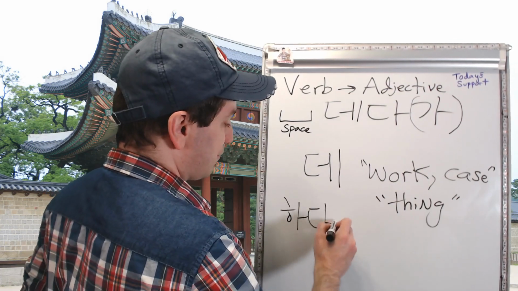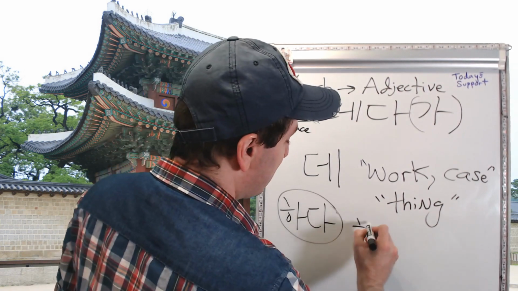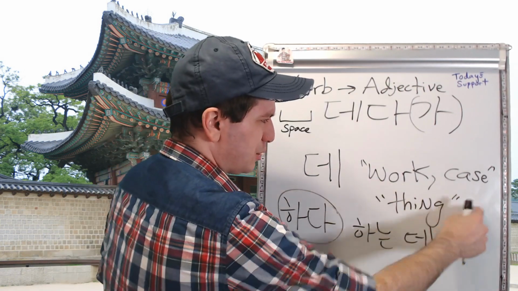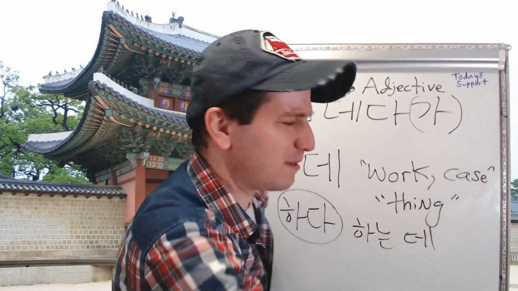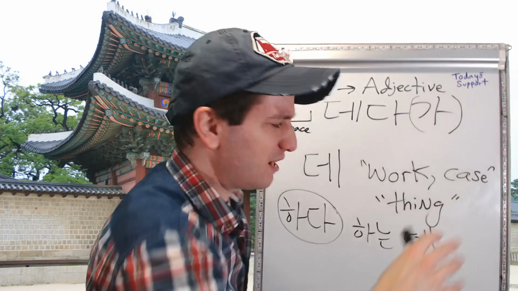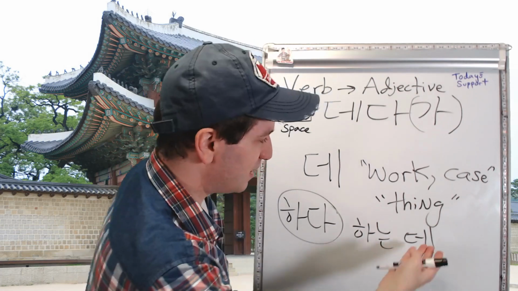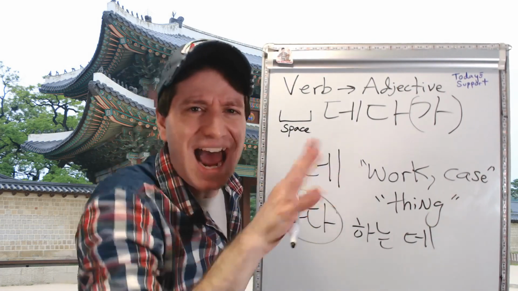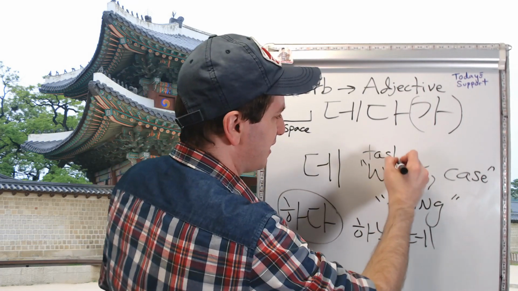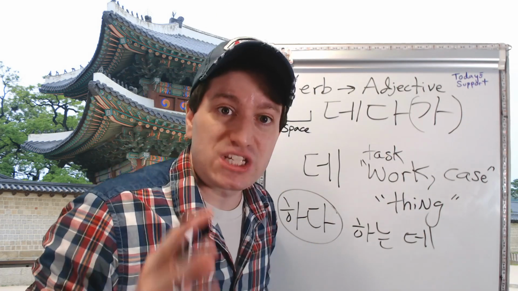Let's take 하다, for example. So if we have 하는 데, literally the thing or the case that you're doing something, or the job of doing something. Let's say if this was studying. So studying, the task of studying. That's what this form literally means to start with.